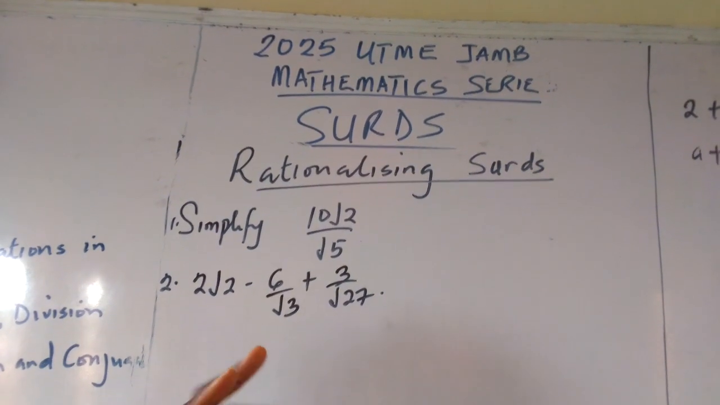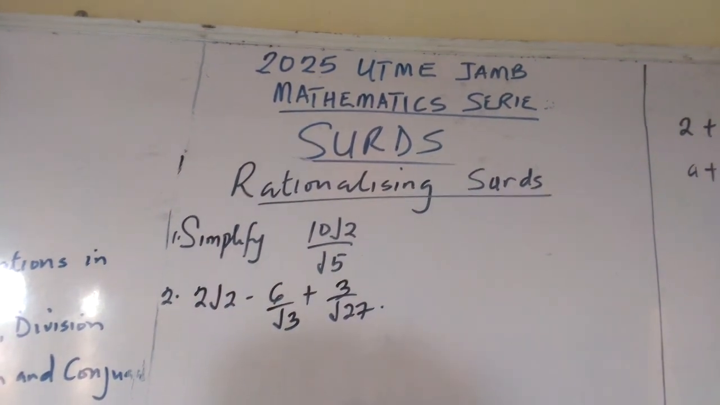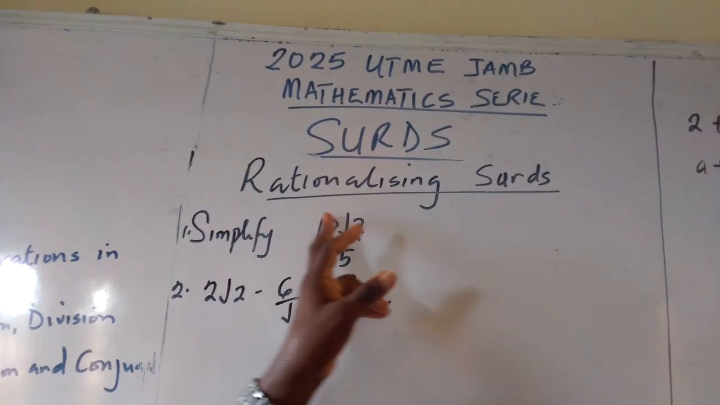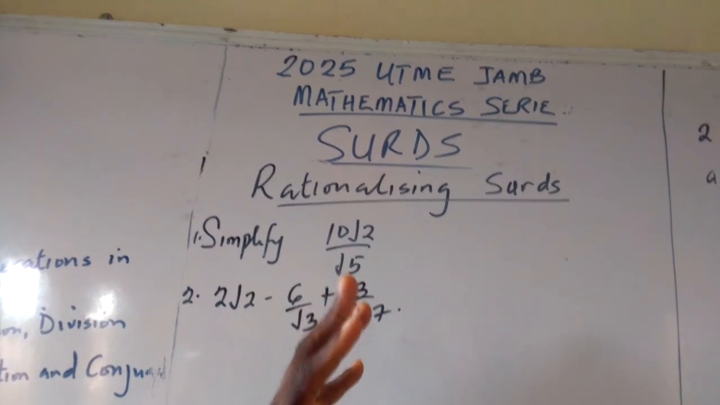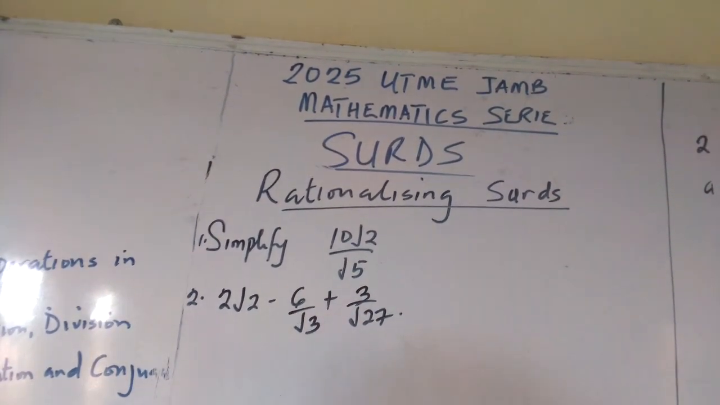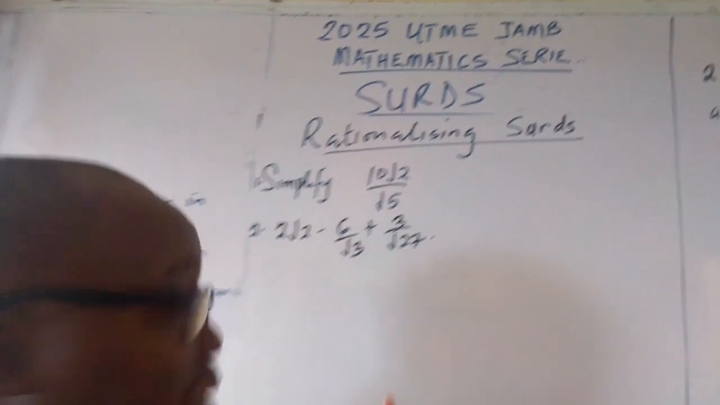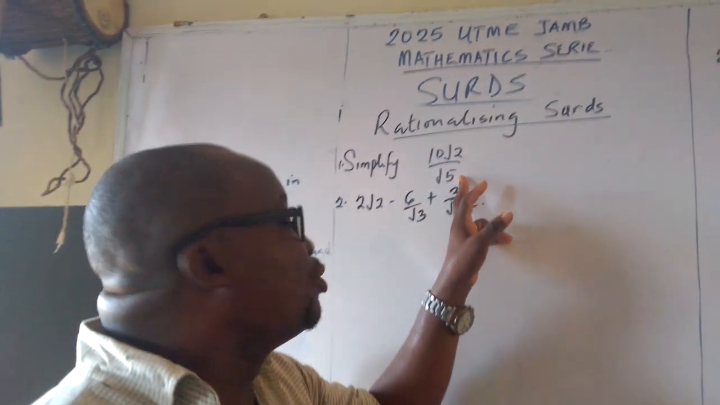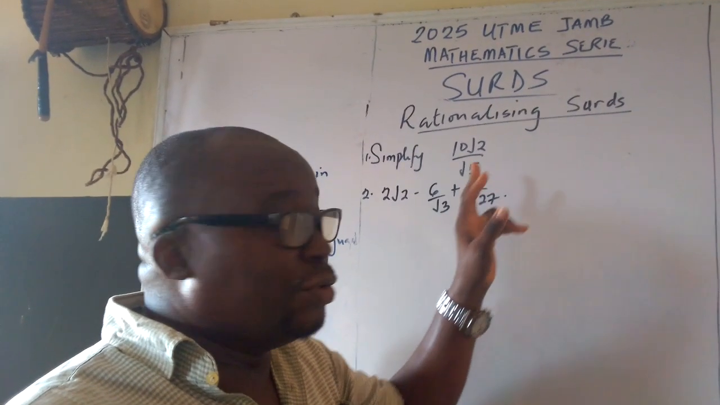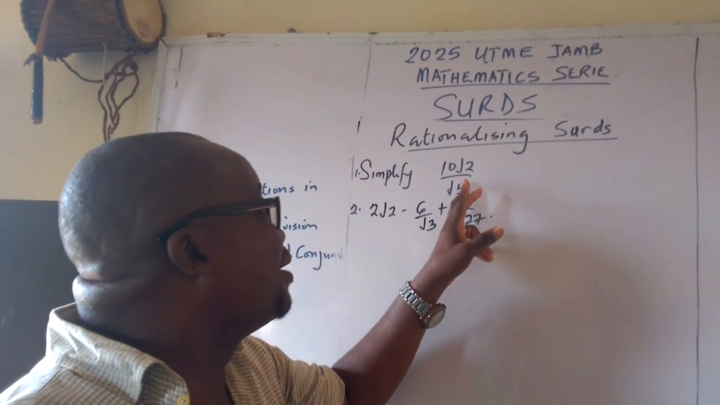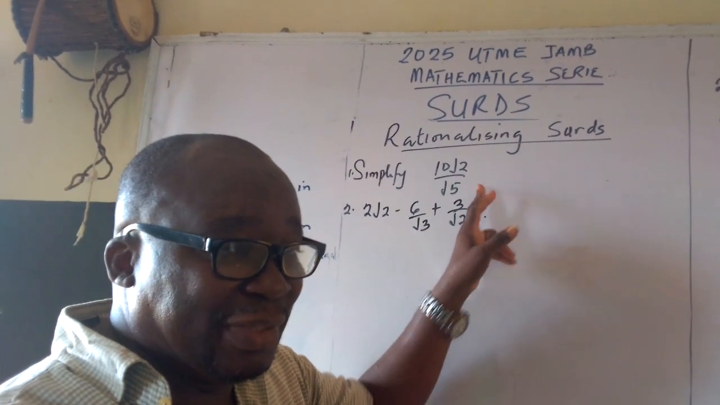Welcome back to class. We want to use this section to conclude the rationalization of surds. Generally speaking, mathematically, in a fraction, we don't expect to have a square root as a denominator.